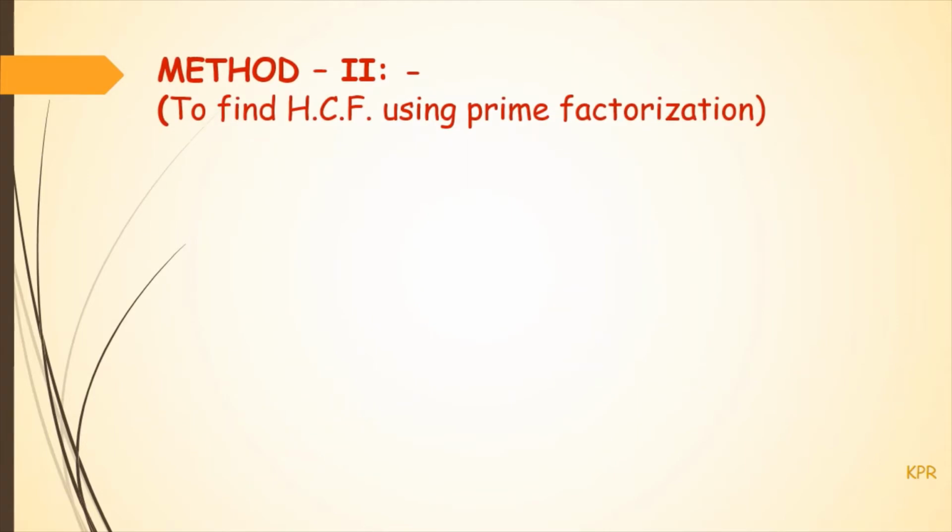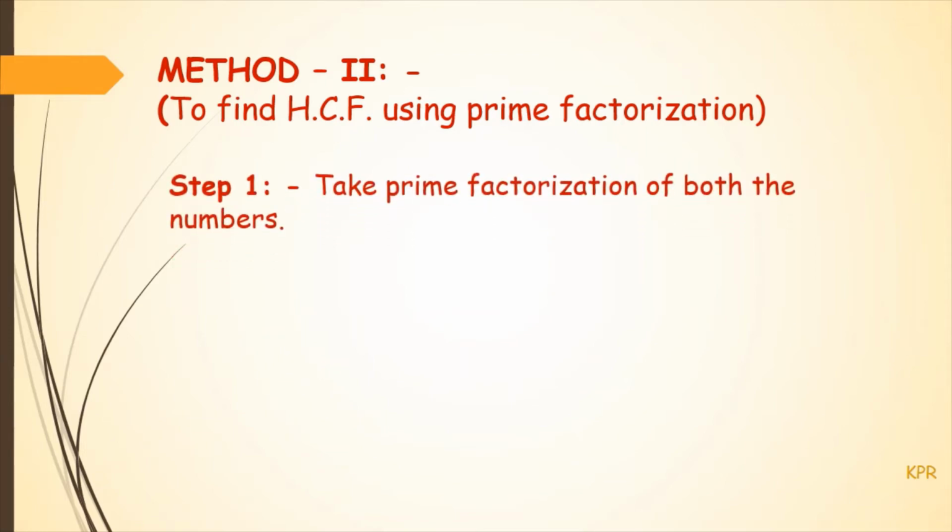Now we will learn the second method of finding HCF using prime factorization. Step 1. Take the prime factorization of both the numbers. Prime factorization means we will write down the given number as the product of prime numbers. So here 36 we can write as the product of the prime numbers 2, 2, 3 and 3. Similarly, we can write the second number 90 as the product of 2, 3, 3 and 5.